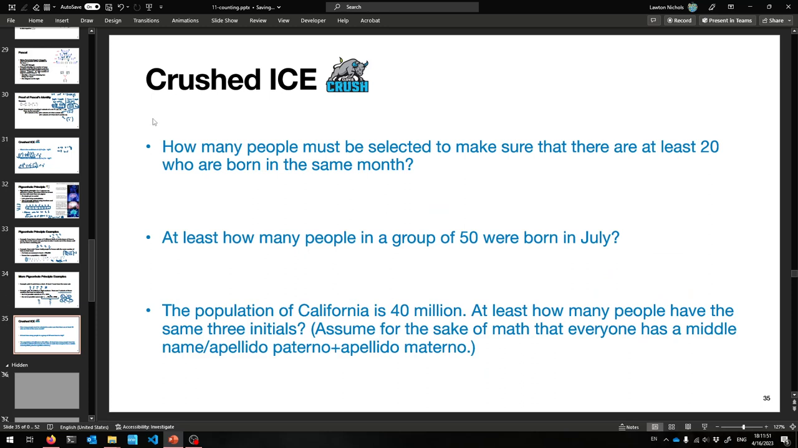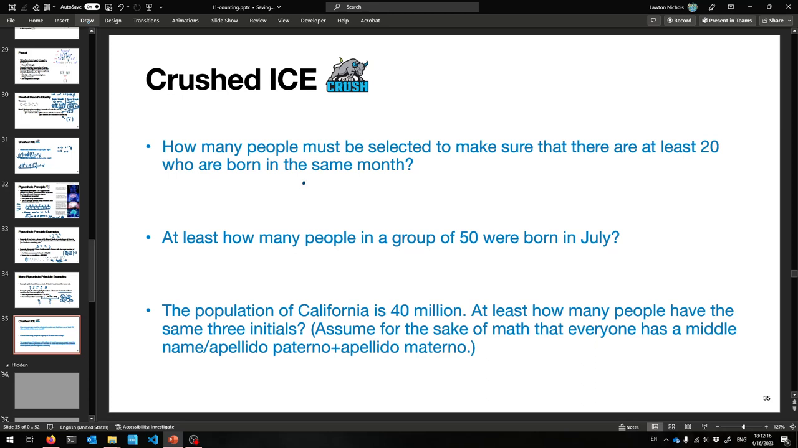All right, okay, first one. How many people must be selected to make sure there are at least 20 who were born in the same month? So think about this, and trying to come up with a formula, I think, is the best way. So try that one first. We'll do these in order. All right, in the worst case, you want 20 people, everybody's spread out as much as possible. You want 20 people who were born in the same month.